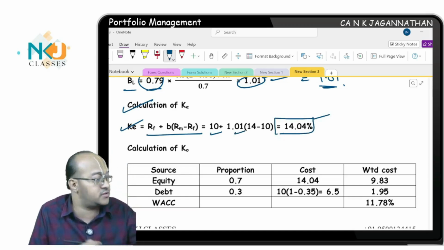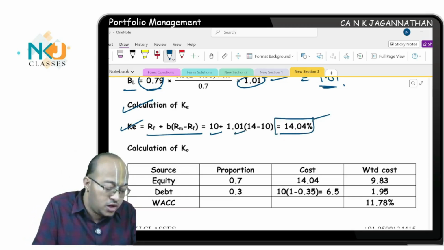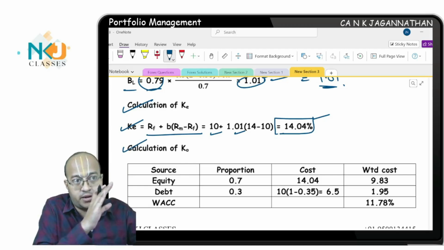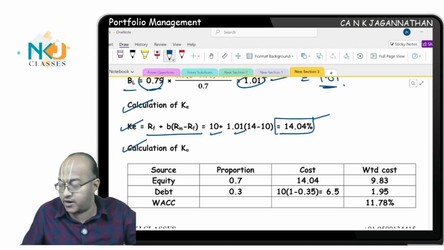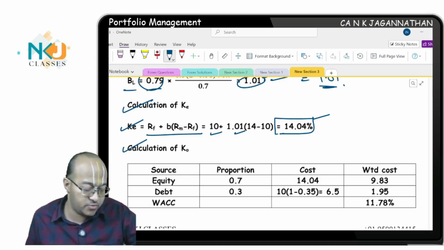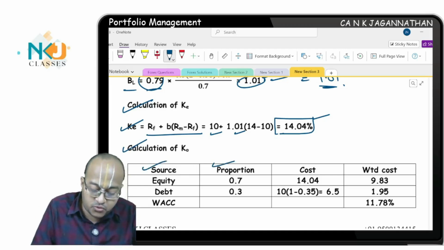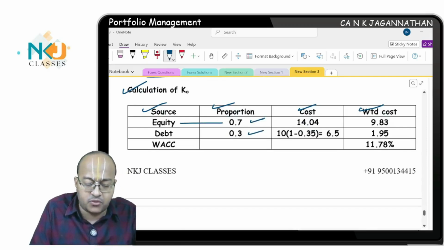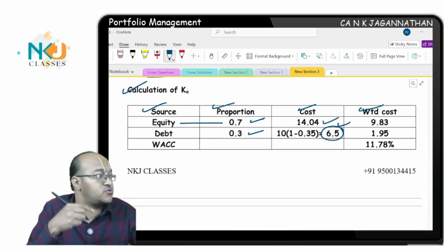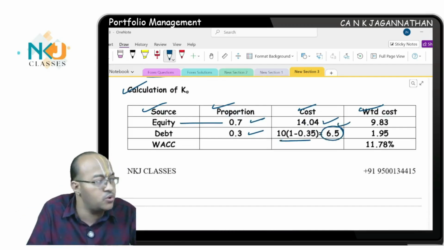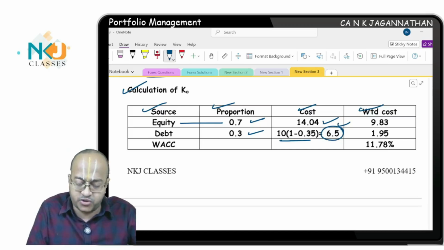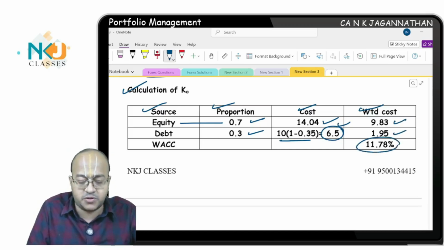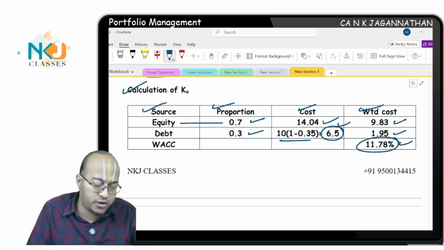Next, what is the next thing we need to do? Find out KO. WACC we need to find out so that you can compare with IRR and then find out whether the project is viable or not. Correct? The source, proportion, cost, weighted cost. WACC computation: equity 70% and debt 30%. Cost of equity 14.05%. Post-tax cost of debt you should consider. So 10 into 65%, 6.5. Weighted cost is this much. Total of this is 11.78%.